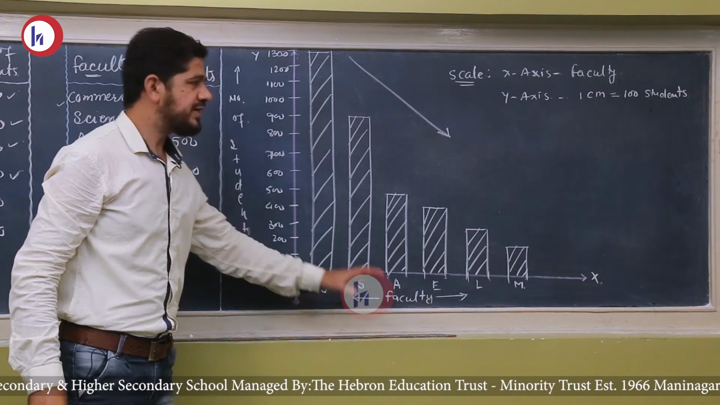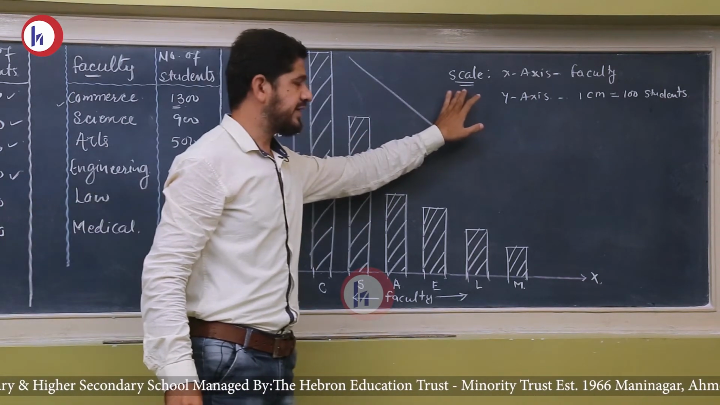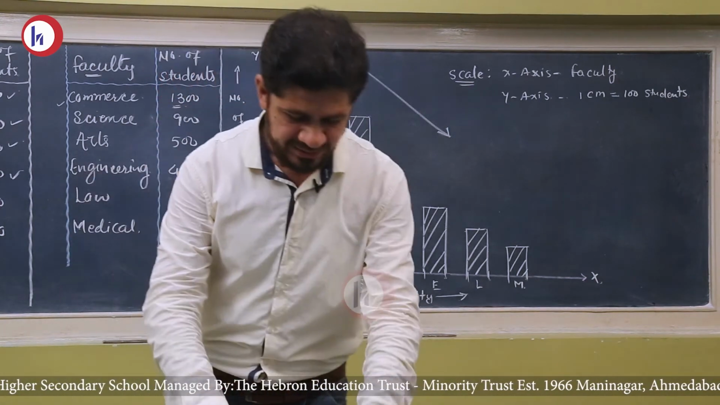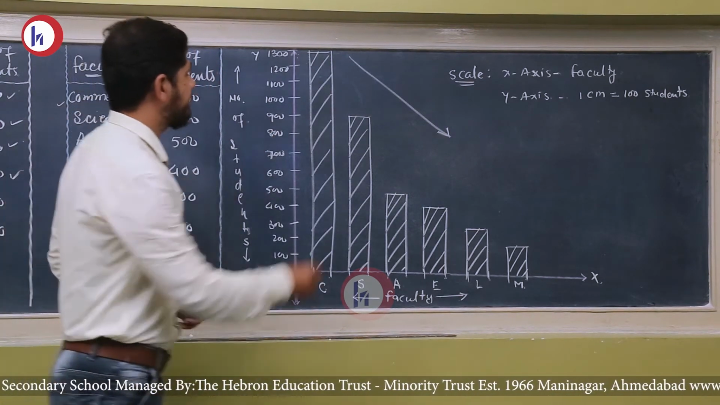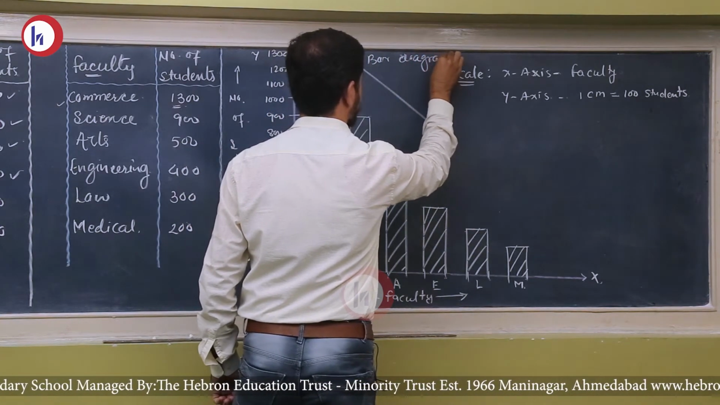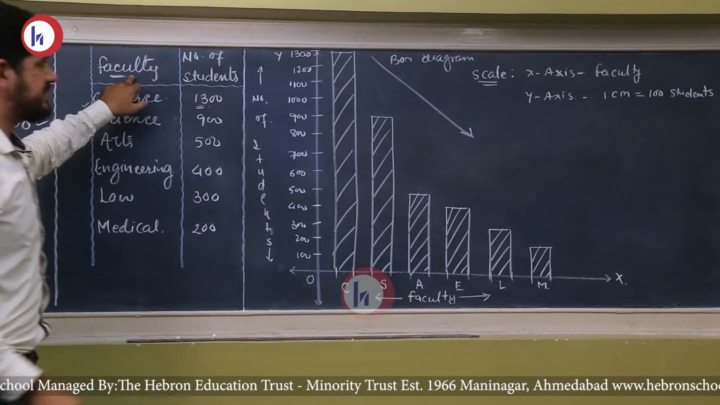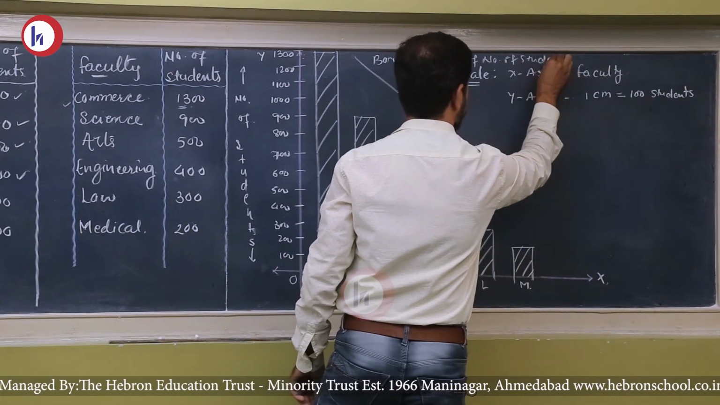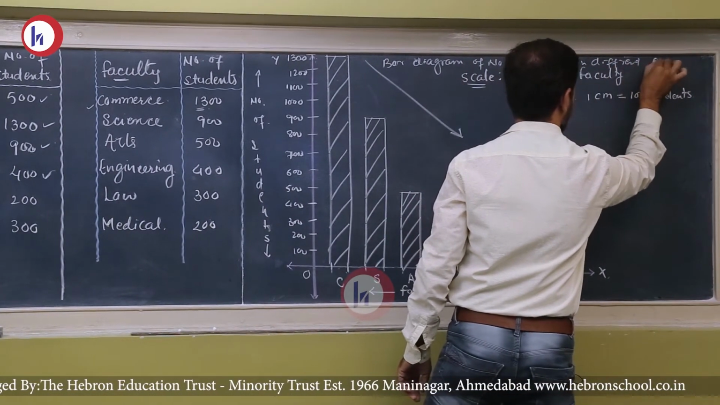So this graph contains the representation of the data. On the x-axis, the faculties are there. On the y-axis, the number of students are there. We also write the scale on the x-axis and the y-axis. Now one thing is remaining, that is the title. The title of this graph is bar diagram that represents the number of students in different faculties. Bar diagram of number of students in different faculty.